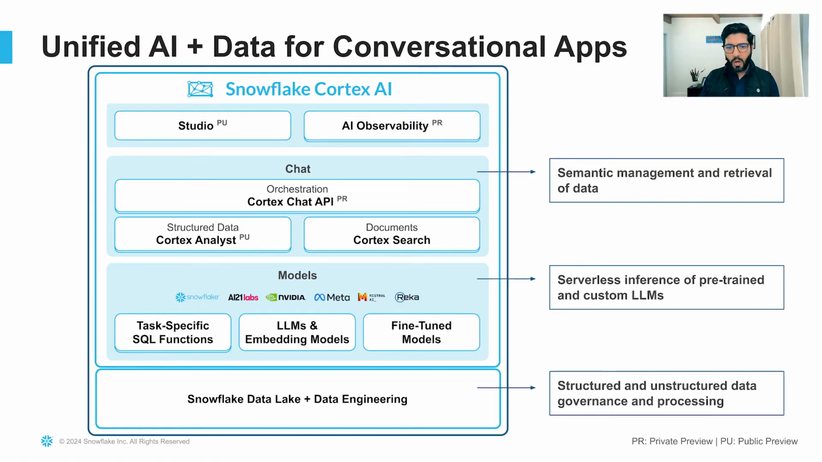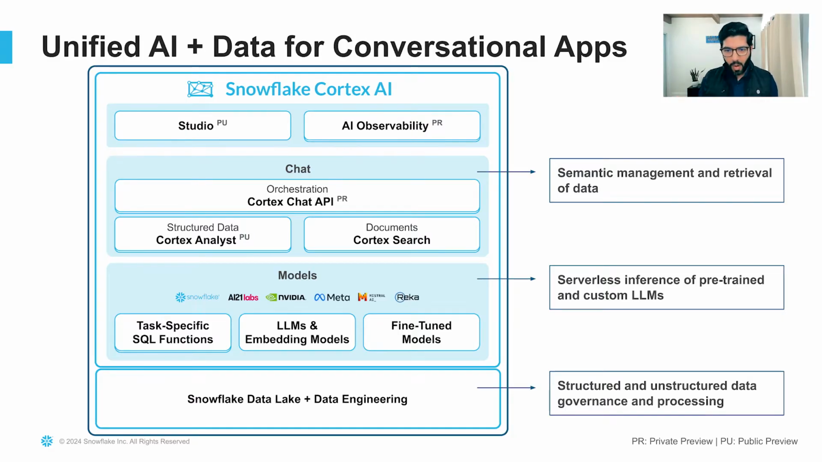So at Snowflake, we strongly believe that there's no AI strategy without a strong data strategy. And this is why we have been building our generative AI features, everything that falls under Cortex AI, on top of the core data layer. Because Cortex AI sits on top of Snowflake's data lake and data engineering functionality, it helps you manage, govern, process, and secure structured and unstructured data with ease.